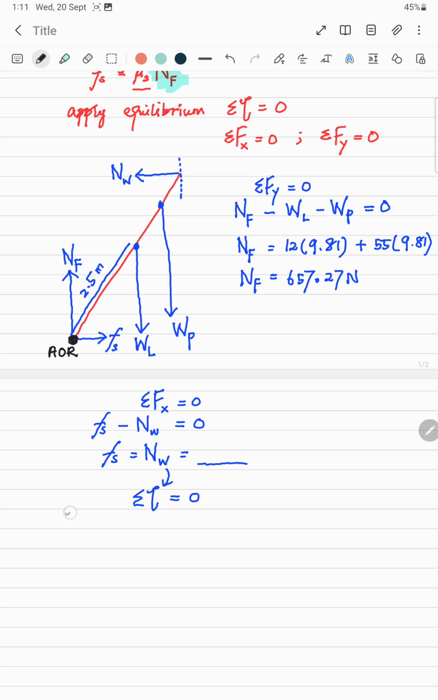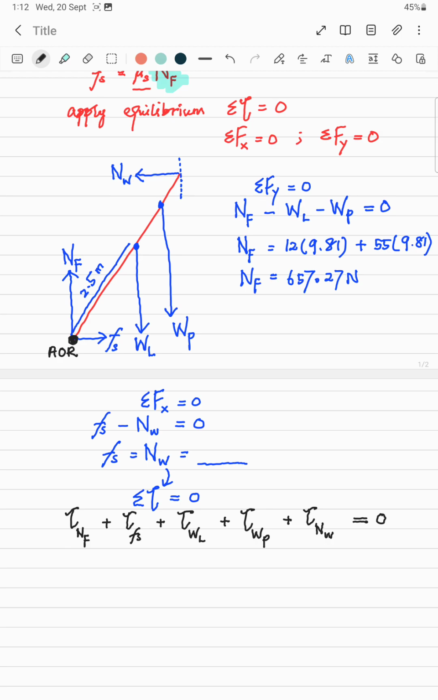So I'm going to have the torque produced by the normal force exerted by the floor, plus the torque produced by the friction force, plus the torque produced by the weight of the ladder, plus the torque produced by the weight of the panther, and also the torque produced by the normal force exerted by the wall. All these must equal 0 in order for the ladder to be in equilibrium.